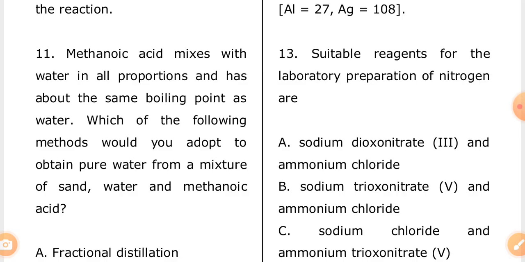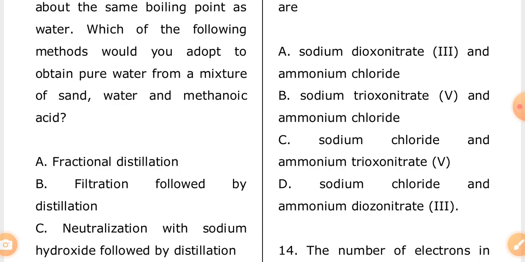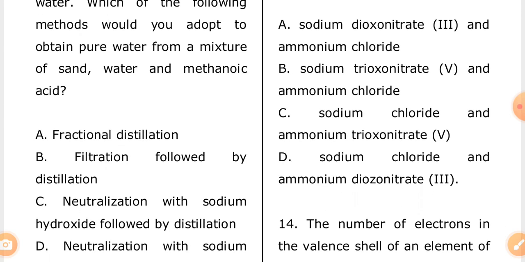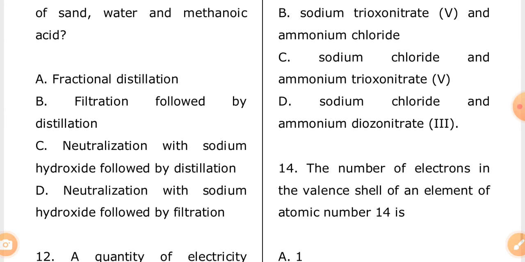Let me take the question again. Methanoic acid mixes with water in all proportions and has about the same boiling point as water. Which method would you adopt to obtain pure water from a mixture of sand, water, and methanoic acid? A, fractional distillation. B, filtration followed by distillation. C, neutralization with sodium hydroxide followed by distillation. D, neutralization with sodium hydroxide followed by filtration. The answer is fractional distillation, the same method used in getting petroleum, right?